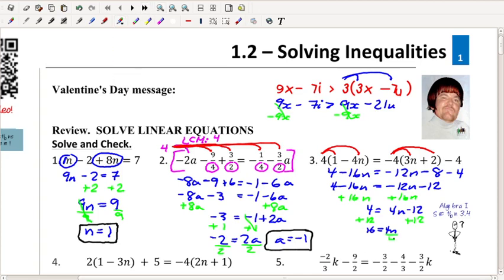So divide by 4, and it's going to leave me with a final answer. You could write it as 4 equals n. I just like to have my variable on the left-hand side, so I'm going to write it as n equals 4. Box your answer.